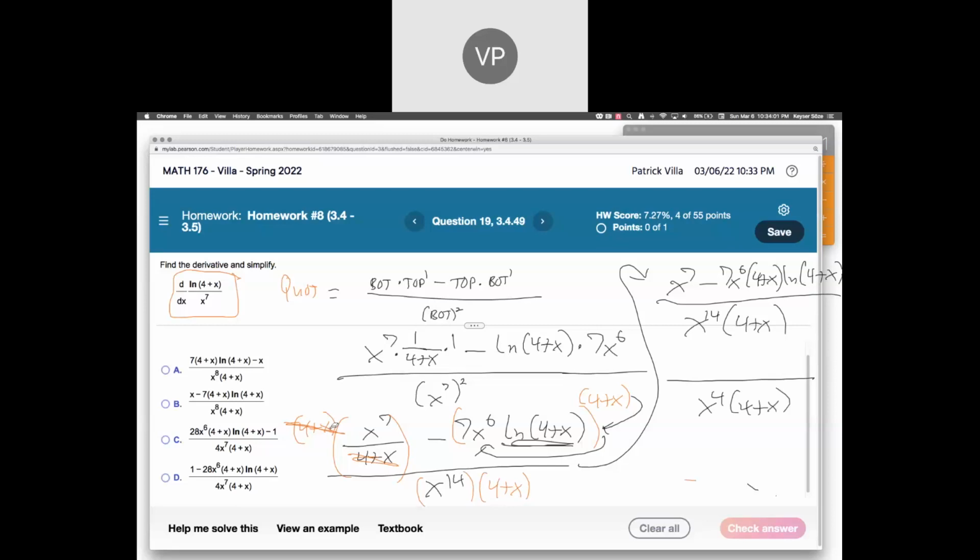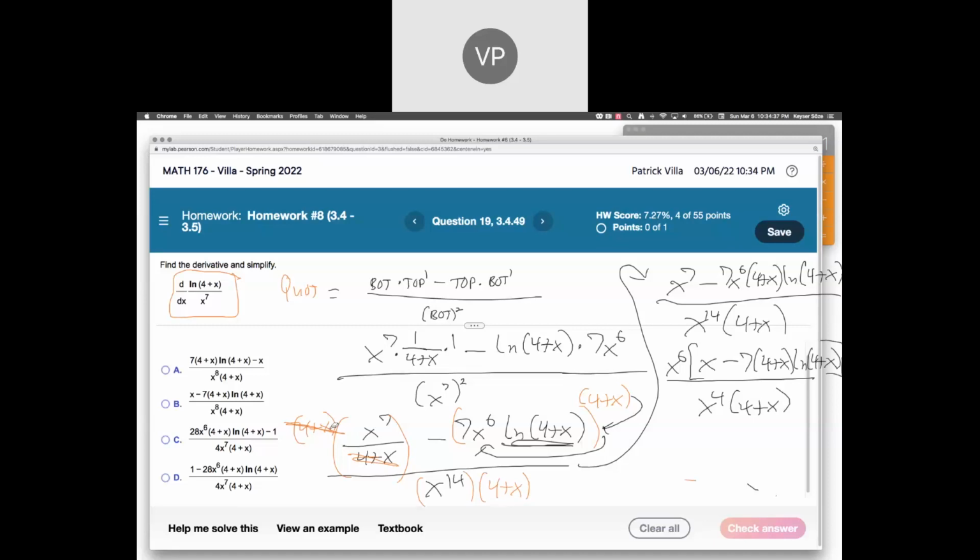I can factor out an x to the 6th. What that gives me is an x and a minus parenthesis 4 plus 7. Forgot my 7. Only pulled out an x to the 6th from both pieces here. So that's a 7. That's supposed to be a parenthesis, 4 plus x, natural log of 4 plus x.